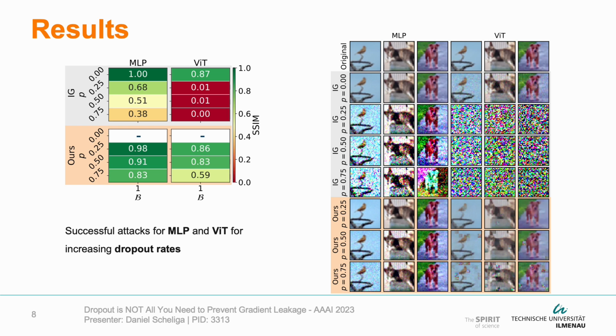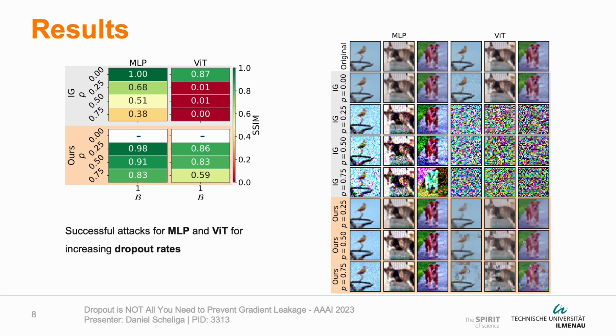On the right-hand side, you can see a few reconstruction examples for the corresponding experiments. Note that for a dropout rate of 0, we did not attack with our proposed dropout inversion attack, as in this case, we would just default to the basic IG attack. We find that, in contrast to IG, our dropout inversion attack is able to successfully reconstruct client data from shared gradients even if dropout was used during the model training.